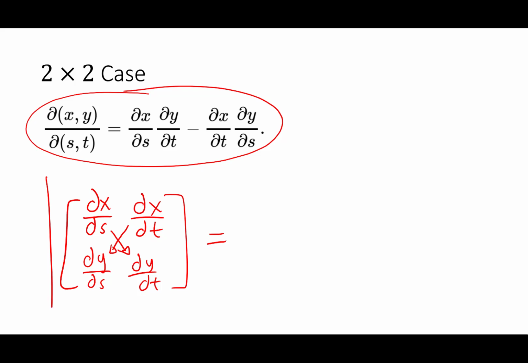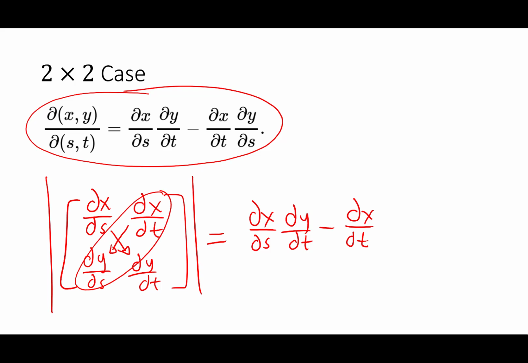So the determinant, which we use vertical bars for as well, is dx ds, dy dt, minus dx dt times dy ds. So we're doing this diagonal right here, dx dt times dy ds. For 2 by 2 matrices, the determinant's really nice. You just multiply the diagonals and subtract.